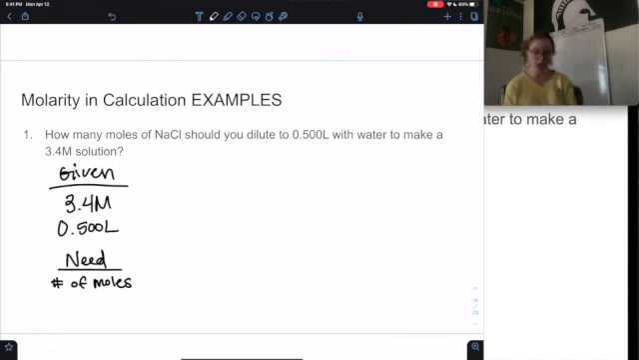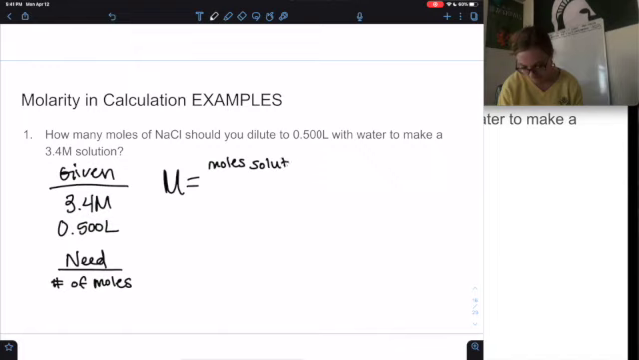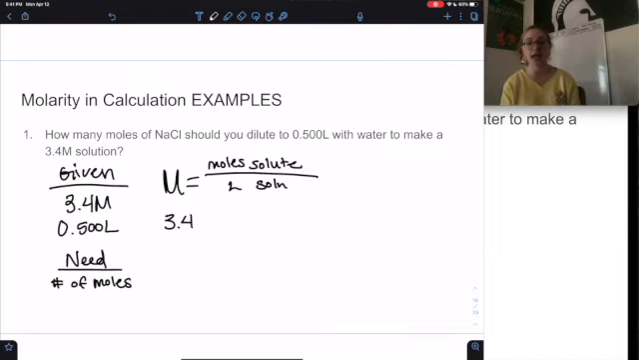So in this case, what we can do is think about how we set up our information for molarity. Molarity is moles of solute divided by liters of solution. So here I have that we actually know the molarity. So the molarity is 3.4 molar. But remember, anytime we see that capital M, we can always write it as moles divided by liters. And I don't know my moles of solute. That's what I'm looking for. So I'm going to go ahead and put an X there.